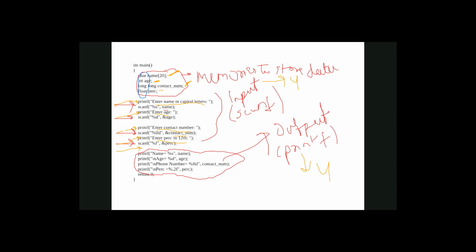of different types. Like, the first memory is of which type? Can anyone type? Which is the first memory? Name is the first memory. And what is the type of that memory? Okay, character. Fine. So character memory is used to store the name.